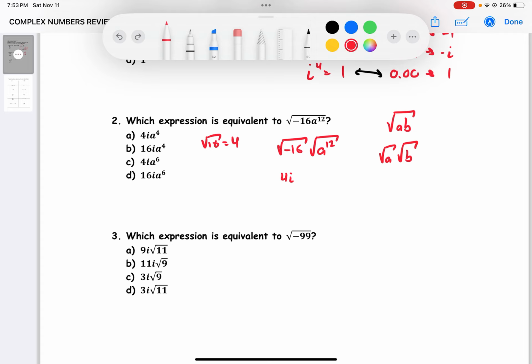And the square root of 8 to the 12th, right? If we're taking the square root of an even exponent, we can just divide the exponent by 2. So 12 divided by 2 is 6. So we got 4i times 8 to the 6th. And we are all good on that regard as well.